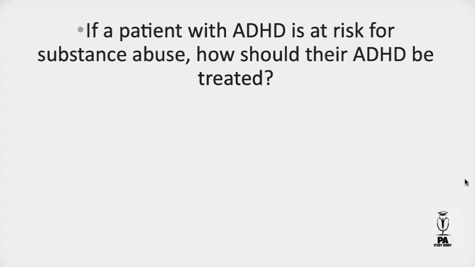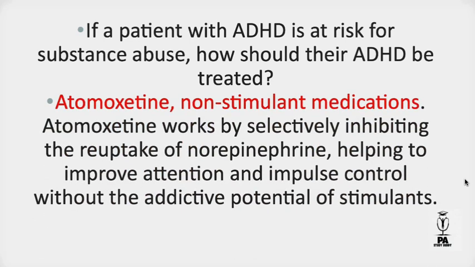If a patient with ADHD is at risk for substance abuse, how should the ADHD be treated? So a question stem will give you an adolescent patient with ADHD. They're going to tell you he's at increased risk for substance abuse due to his behavior or something else. And they're going to ask you, what is the best treatment for this patient? And that would be atomoxetine, a non-stimulant medication, which works by selectively inhibiting the reuptake of norepinephrine, helping improve attention and impulse control without the addictive potential of the stimulants.